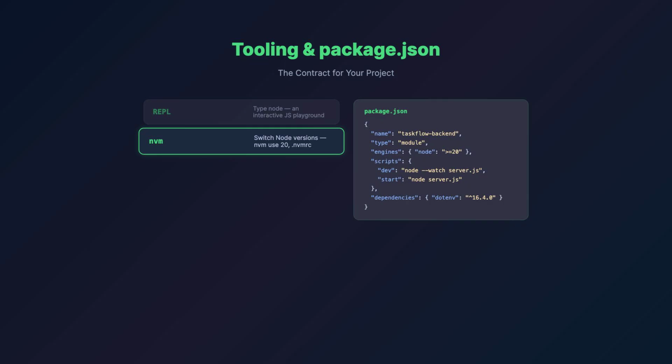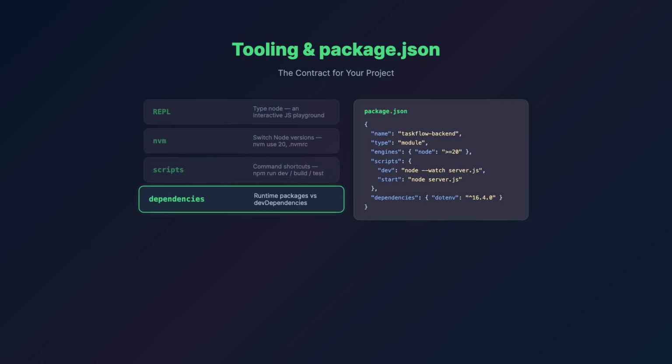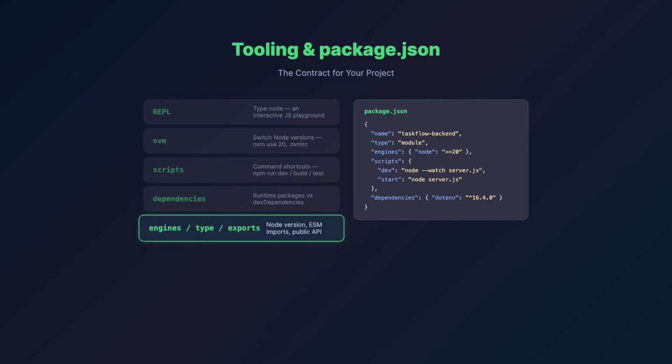Now the heart of every Node project, package.json. This file defines your project. The scripts field holds command shortcuts: npm run dev, npm run build, npm test. You define them once, the whole team uses them. The dependencies field lists packages your app needs to run. Dev dependencies lists packages you only need while developing, like test runners.